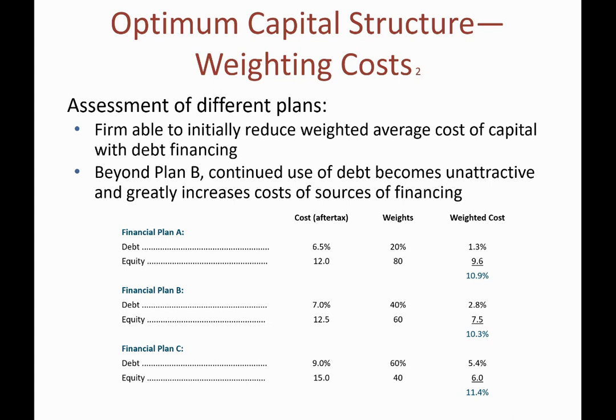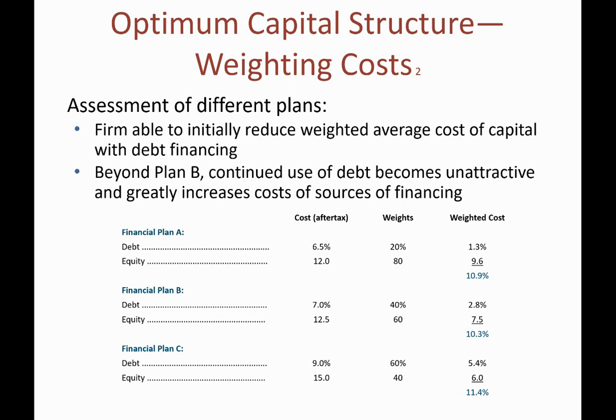Yes, you could strike some kind of a lower number to reduce your cost of capital, but I don't know whether that number is going to be the optimum capital structure, but it's going to lower your cost of capital. So, for example, if you look at plan A here, they have a debt and the cost of debt after tax is 6.5%, and then the equity, the cost of capital is 12%.